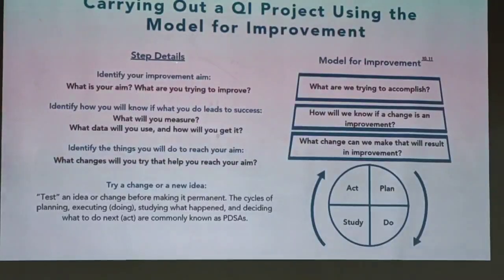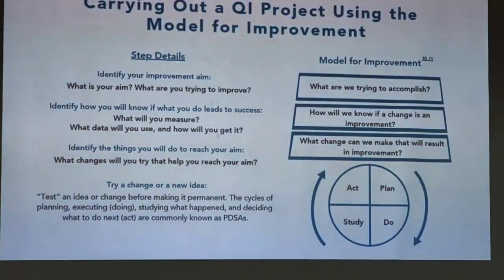So when you're using the model for improvement to do QI, it really starts with asking some basic questions. So the first question is, what do we want to accomplish? I want to do a QI project. What do I want to accomplish? So what is my aim? What am I trying to improve within my system? And then how will we know if a change is an improvement? What are we going to measure? What data are we going to use? And how are we going to get it?